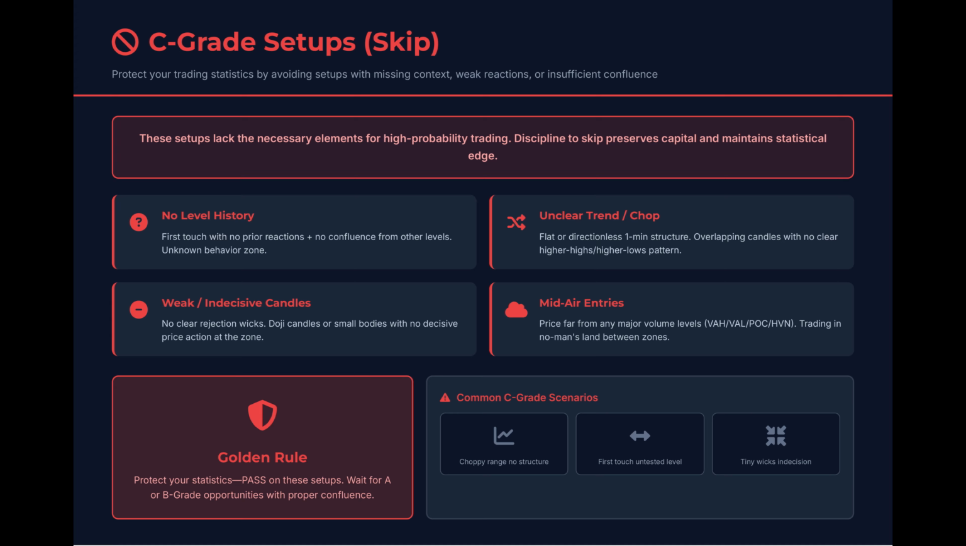One final thought. Volume Profile gives you incredible precision in identifying high-probability trading opportunities, but it only works if you have the discipline to wait for those opportunities. If you trade every level touch regardless of history, trend, or rejection quality, you're not using the methodology, you're gambling with extra steps. Be patient. Be selective. Honor the C-grade classification by skipping these setups entirely. Your account balance will thank you, and your confidence will grow because you're only taking trades with legitimate edges. Remember, professionals trade probabilities, not possibilities. C-grade setups are possibilities without probabilities. Skip them and move on.